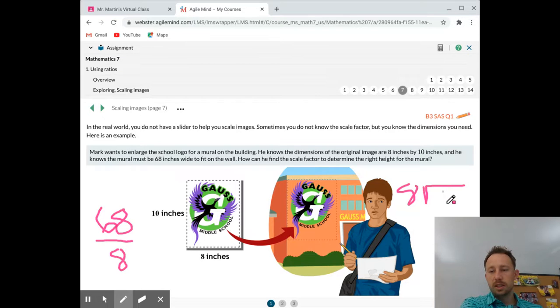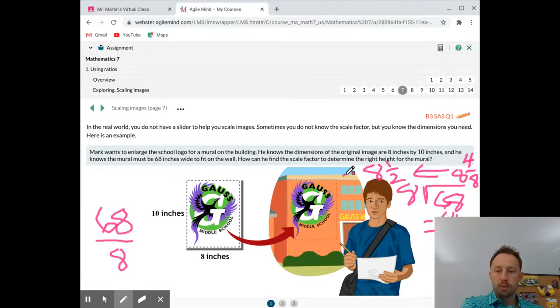We know that 8 goes into 68 how many times? 8 times 8 is 60, what? 64. So if we subtract, we're left with what? 4. So we are left with 8 and 4/8, which simplifies to 8 and a half. Good job. All right. And so we can write 8.5 like this, or we could write it in decimal form.